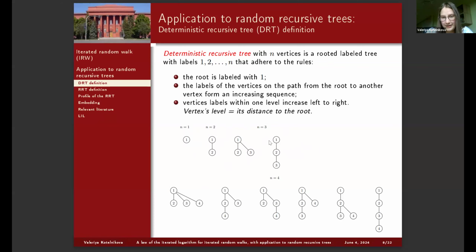As you can see, everywhere the root is indeed labeled with 1. Then by the second rule, we mean that if you take some path, for example, here, 1, 2, 4, from the root to the last vertex in this path, the labels form an increasing sequence. And it is indeed true for all of those trees. And by the third rule, we mean that if you fix the level and you go from left to right, labels increase there. So like here, 2, 3, 4.